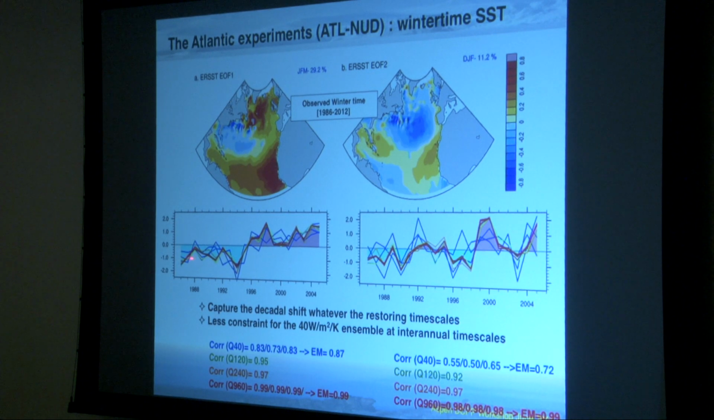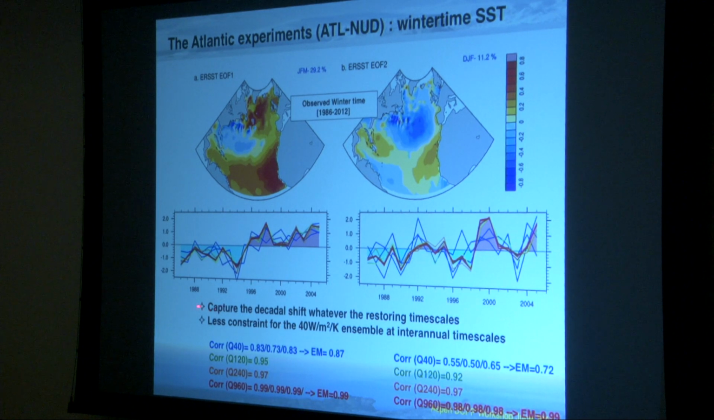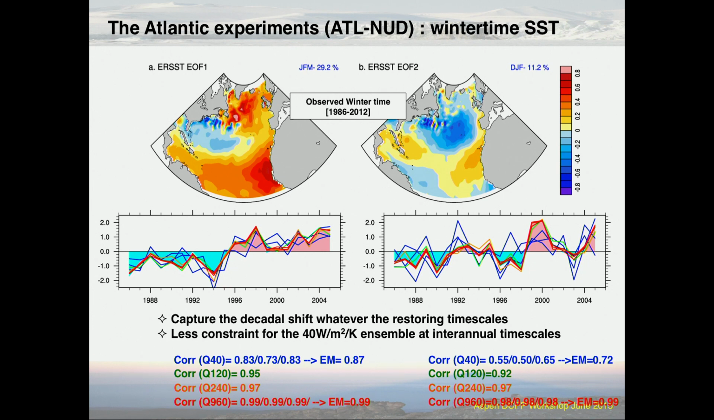Actually you don't see the 3 members because the restoring is really strong and it's extremely close to the observed pattern. The correlation between the observed time series and the pacemaker time series is 0.99, of course, because the restoring is very strong, it is 2 days. And I'm not sure you can see the green and the orange, but they are here, and the correlation is quite high, and the correlation, of course, is decreasing with the restoring diminishing.